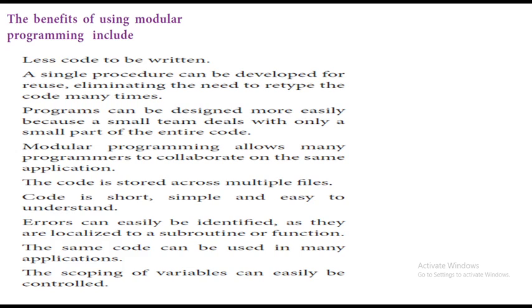Code is short, simple and easy to understand, because of separating a big thing into small ones, it is very easy to understand. For a real-time example, it is very difficult to lift a 50 kilogram object. But if you divide the 50 kilogram object into 10 kilogram pieces, it is very easy to carry. That is the real-time example for this one.